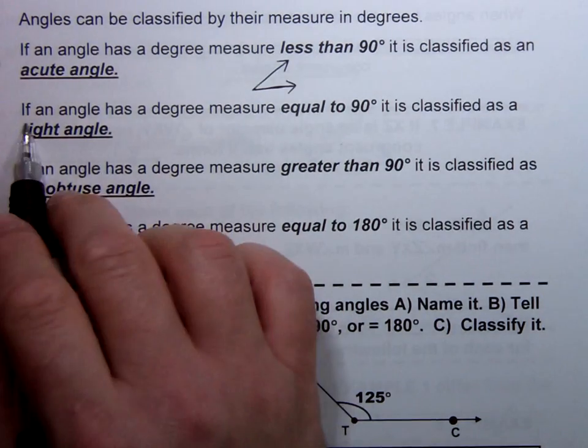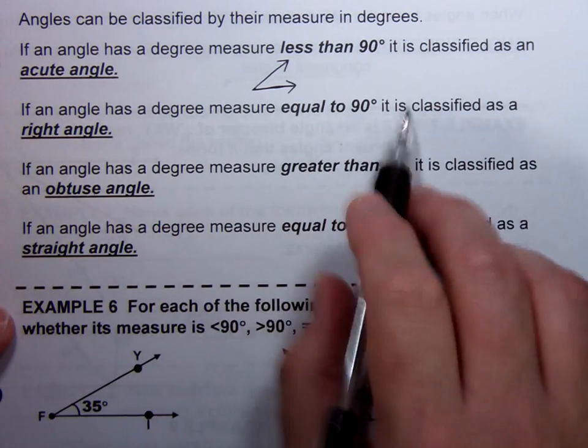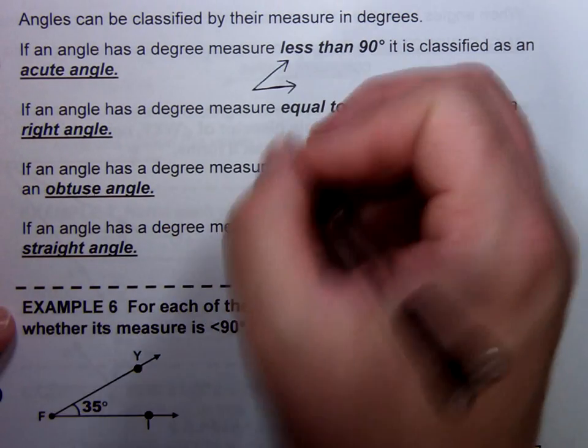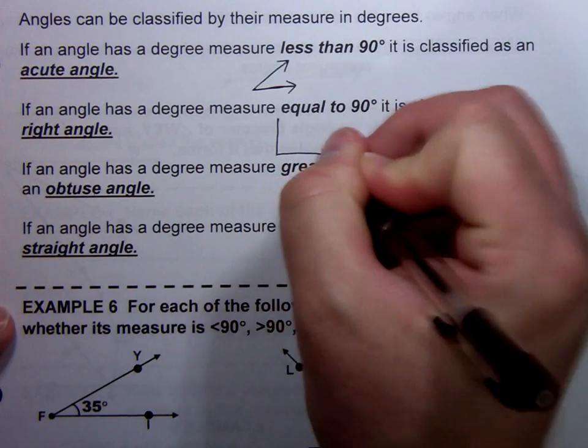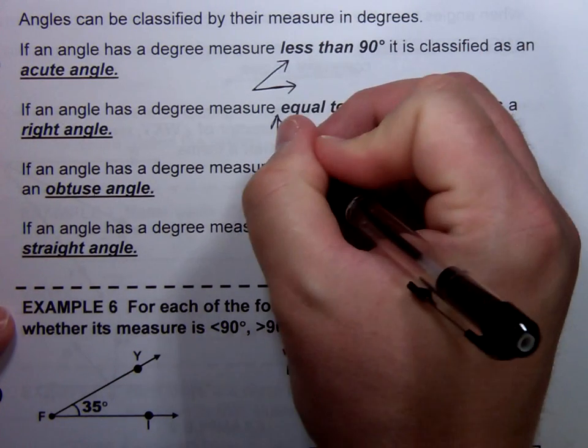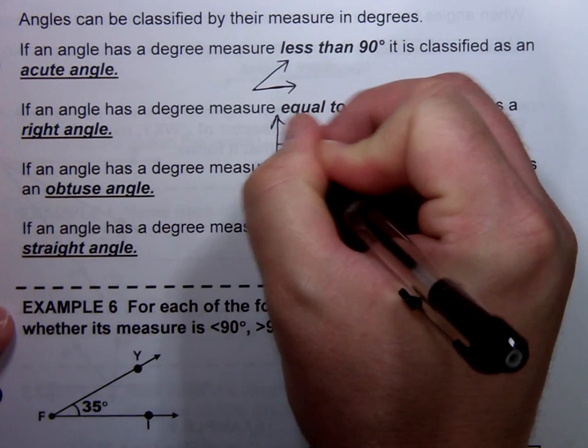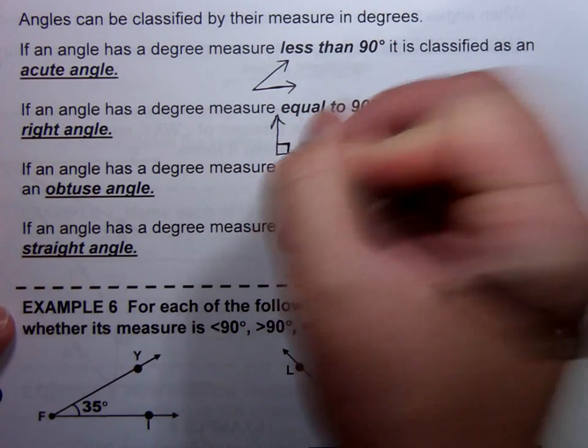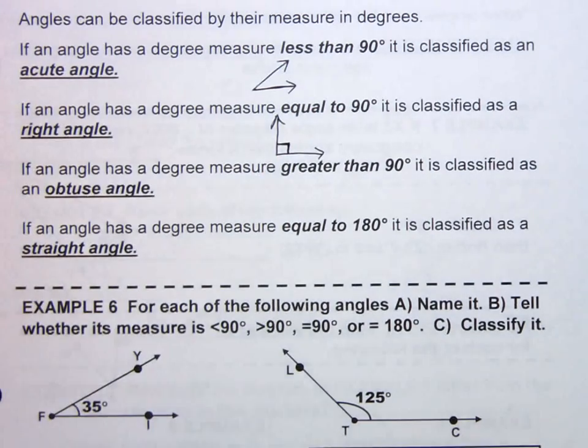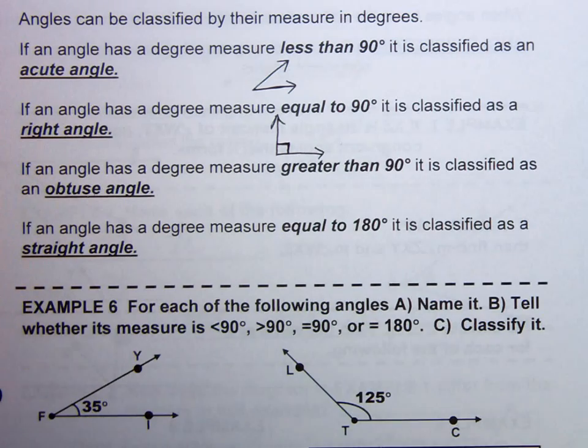If an angle has a degree measure equal to 90 degrees, it is classified as a right angle. So a right angle would look something like this. And with a right angle, we usually put this symbol on it. Kind of makes it look like you've got a little square going on here. That's a right angle. Now it has to equal 90 degrees. It's got to be exactly 90 degrees. If it's 89.99999 degrees, still not a right angle. That's an acute angle. It's got to be exactly 90 degrees for it to be a right angle.